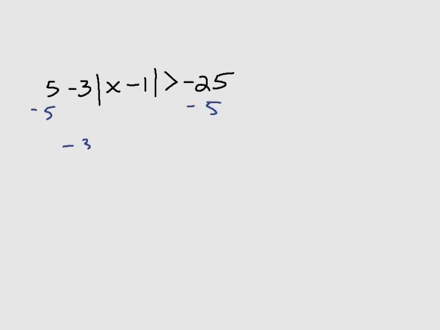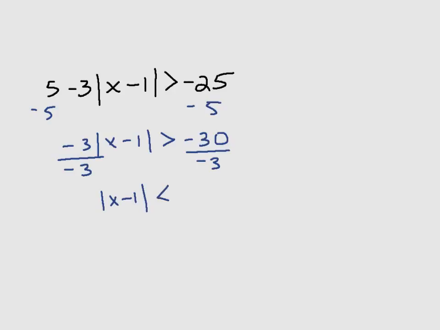So I get negative 3 times the absolute value of x minus 1 is greater than negative 30. Now I'm going to divide by negative 3. Now I have to keep in mind, because this is an inequality, all rules of inequalities apply. So since I just divided by a negative, I'm going to have to flip that sign. So I actually have the absolute value of x minus 1 is less than 10. And it's now positive 10, so I can go ahead and split those two cases.